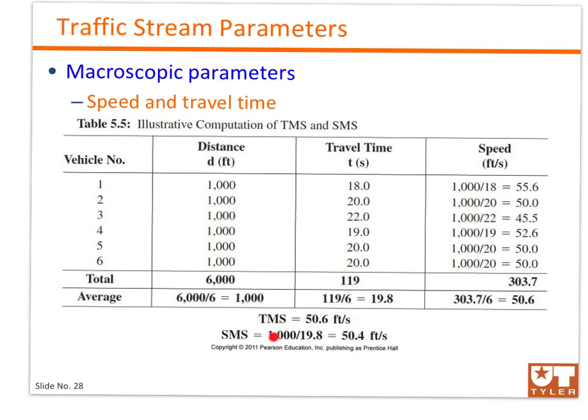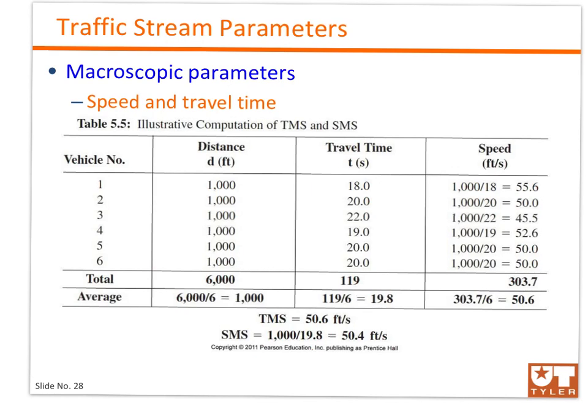While for the space mean speed, I'm now interested in the section, within that distance. So I have the average length, which is 1000 feet, over the average time, which is 19.8. So 1000 average distance over average time gives me a speed equal to 50.4 feet per second.